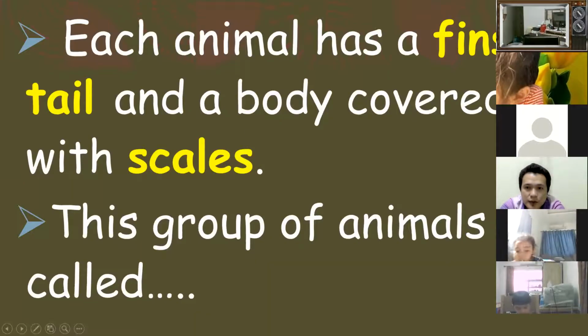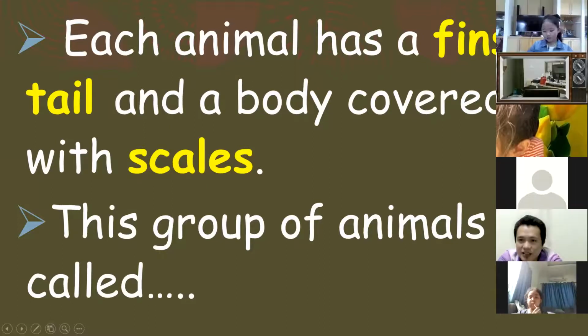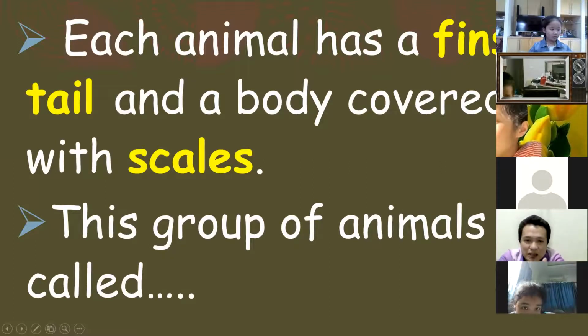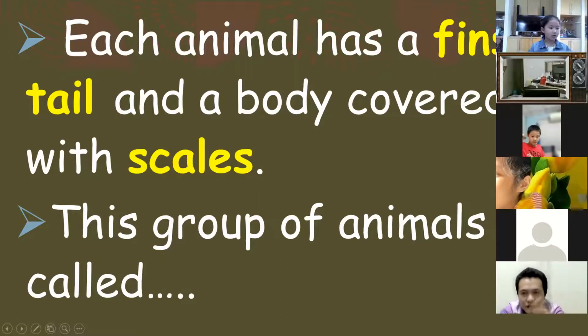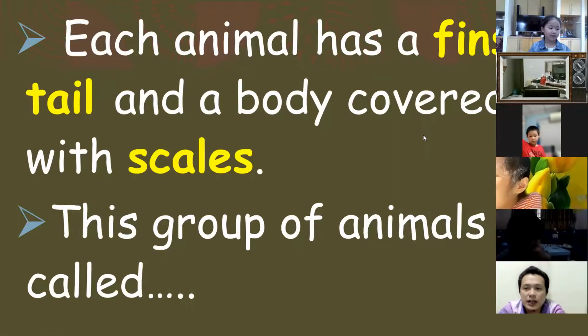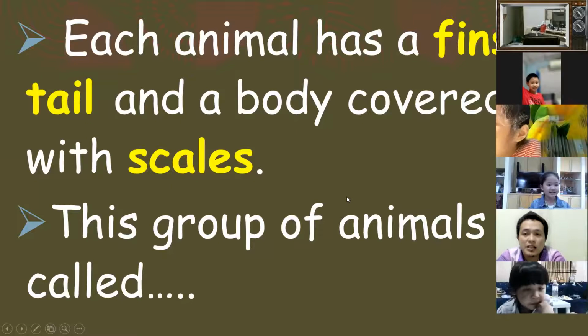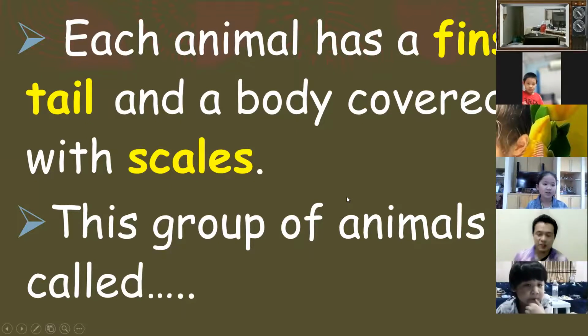Another one. Each animal has fins, remember? A tail and a body covered with scales. Who can say that this animal is a group of... okay, Monit is raising her hand very fast. Can I recognize you, girl? Fish. Thank you. I think the answer is correct because of the characteristics of these animals.